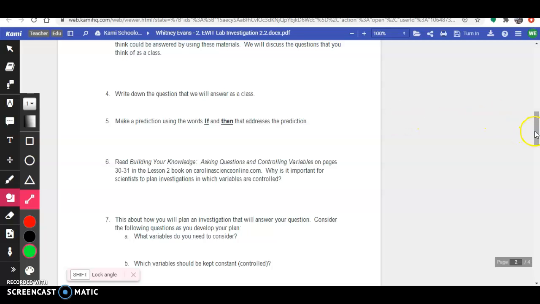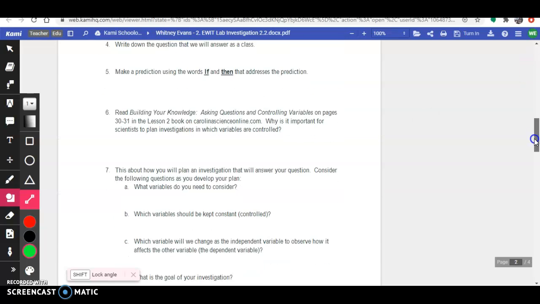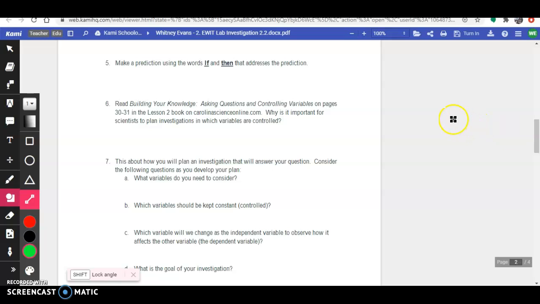This is the reading that goes along with Lab Investigation 2.2. So hopefully you have done all of this. If you haven't, stop what you're doing right now and go back and get to at least number 6. Number 6 says to read Building Your Knowledge: Asking Questions, Controlling Variables on pages 30 through 31 in the Lesson 2 book on carolinascienceonline.com. The question you'll be answering from this reading is, why is it important for scientists to plan investigations in which variables are controlled?